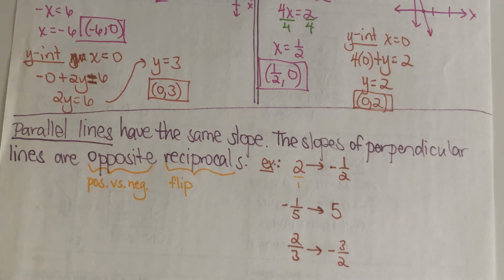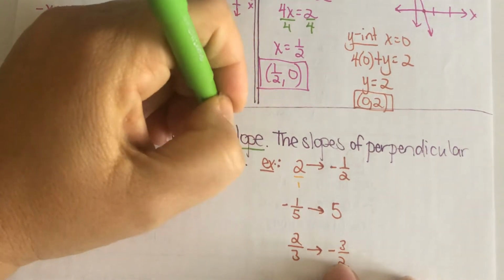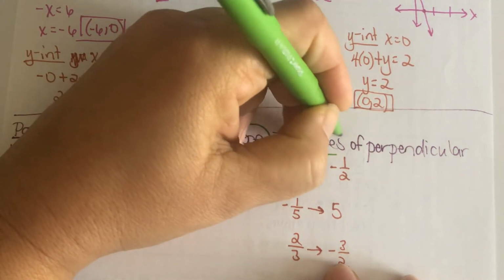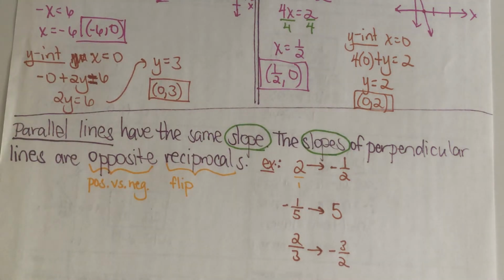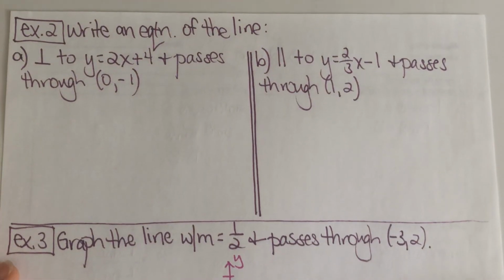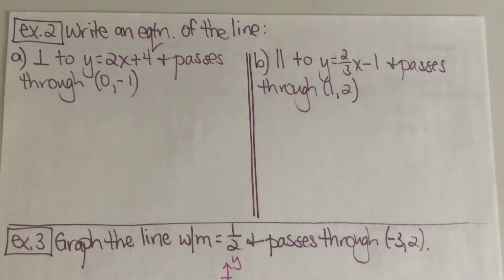Okay, so one thing I want you to notice here is that both of these parallel and perpendicular algebraic definitions reference the slope. All we care about when we're talking about these problems is the slope, and I'll tell you what I mean by that in this very next example. So take a second to copy down example 2. Again, I'll give you time to copy down example 3 when we get there.